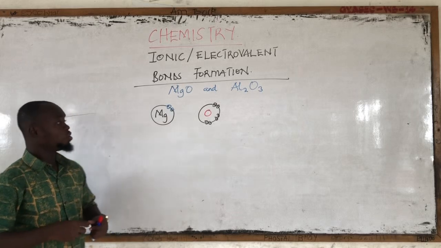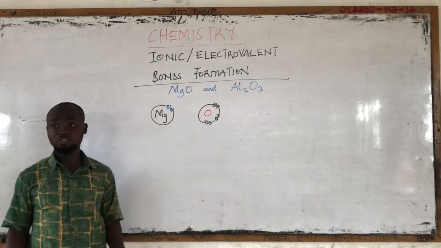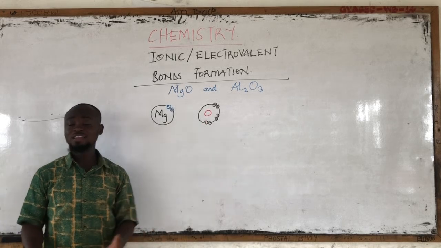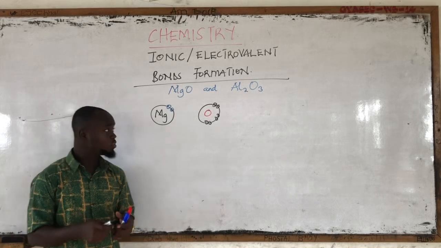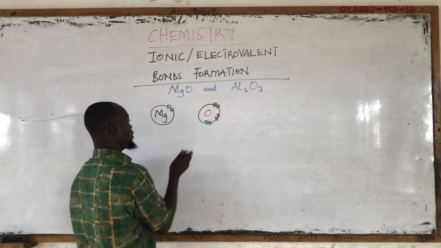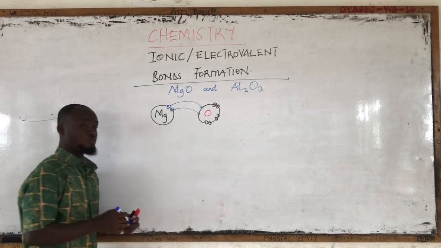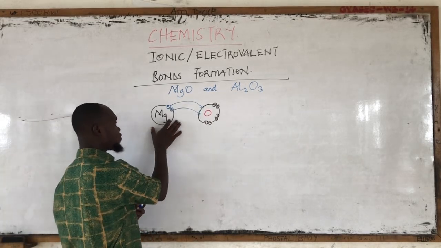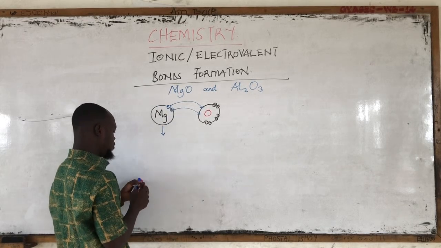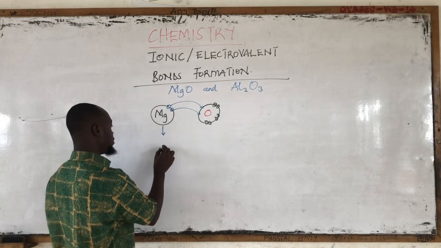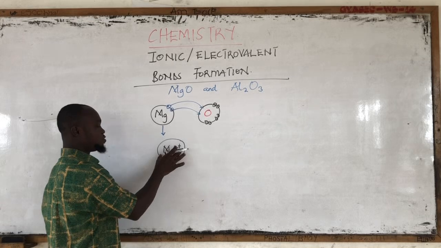Is that okay? In order for Mg to be stable, it must lose those 2 electrons. And then for O to also be stable, it must gain an additional 2 electrons. Is that okay? So there's going to be a transfer of electrons from Mg. So Mg is going to transfer the 2 electrons to O. Is that okay? So once Mg transfers the 2 electrons, it's going to change from the Mg neutral atom to Mg2+ without any electrons there.